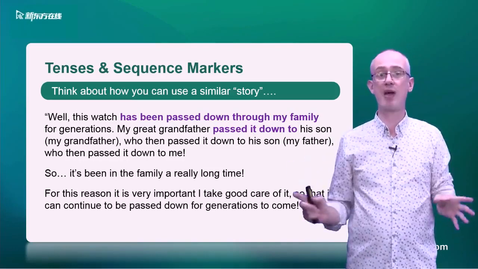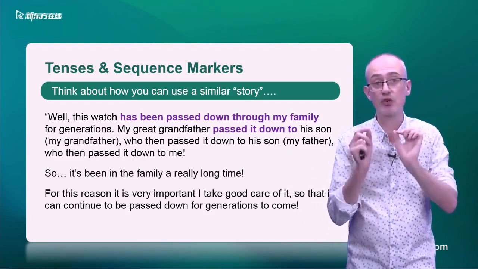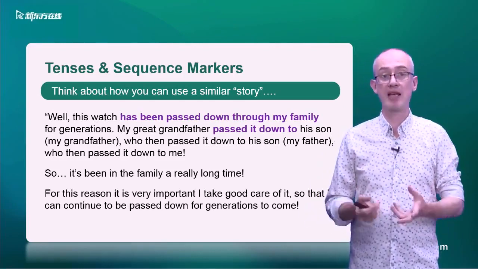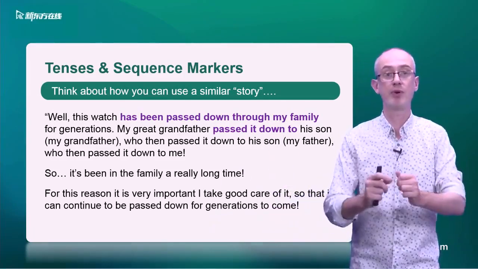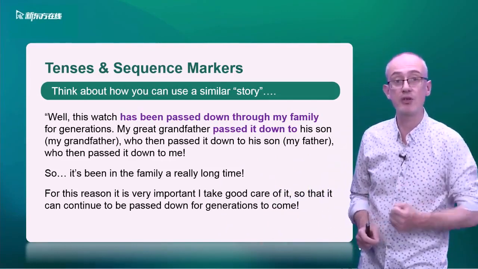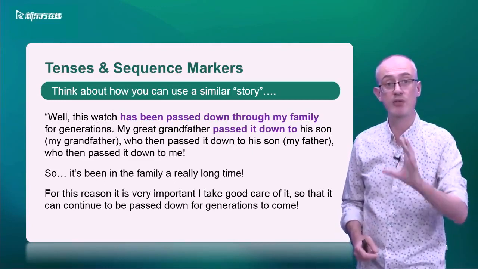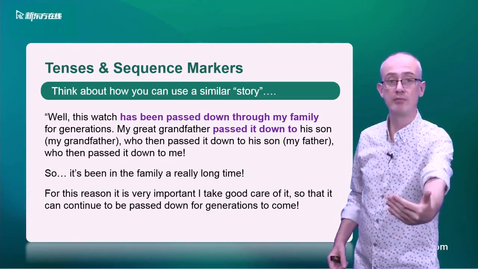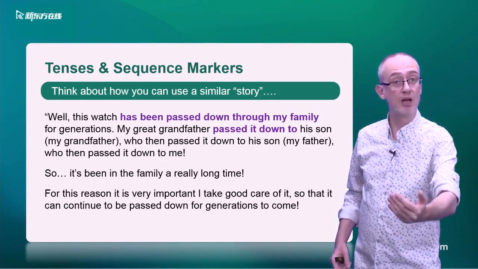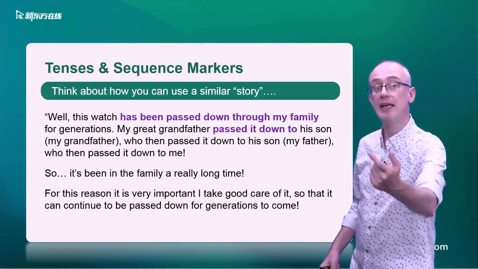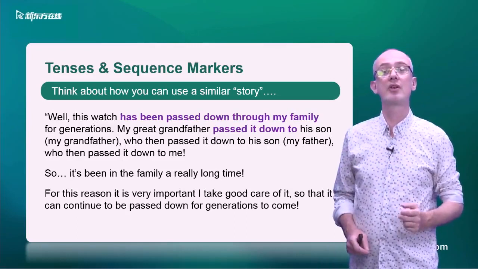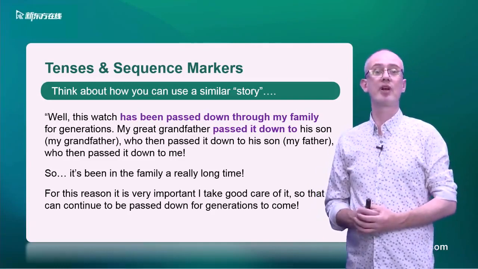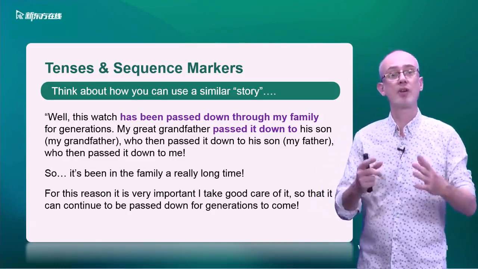So it has been in the family. It's been, in this case, is a contraction of it has, not it is. It has been in the family for a really long time. Again, the whole span of history, present perfect. For this reason, it's very important I take good care of it. We move to the present tense because we're talking about now. Now it's important I take good care of it so it can continue. Present tense for future. It can continue to be passed down for generations to come. Present tense plus to be infinitive to express future intention. But the intention is now. So we've got quite a few tenses.